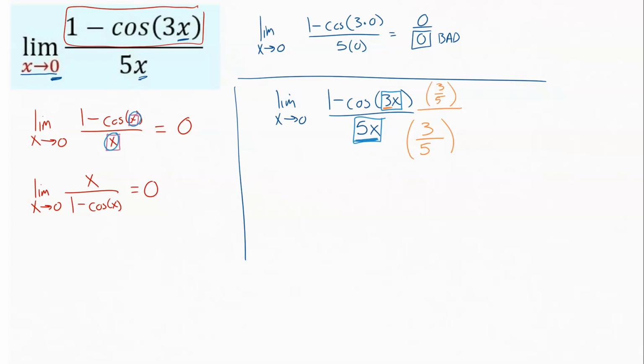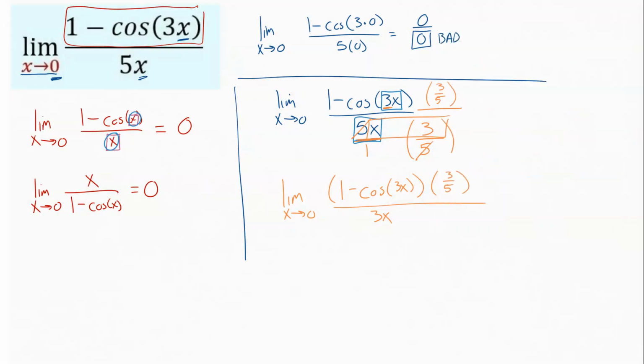So we'll come through here now and simplify the algebra that we have. Limit as x approaches 0. On the top, we've got 1 minus the cosine of 3x and then times 3/5. We don't really want to multiply that stuff out. On the bottom, though, because this is all over 1 right now, the 5's will cancel, and so we're left with 3 times x, which gets us 3x.